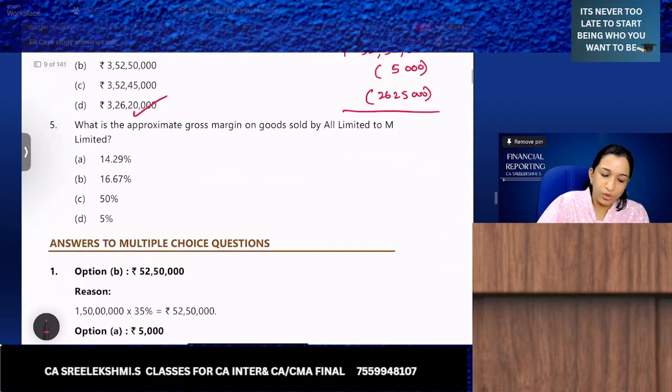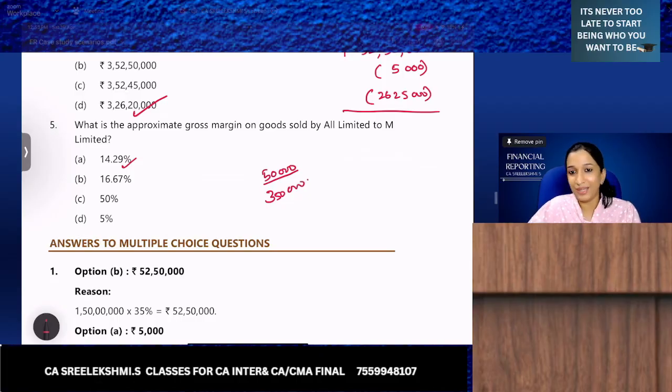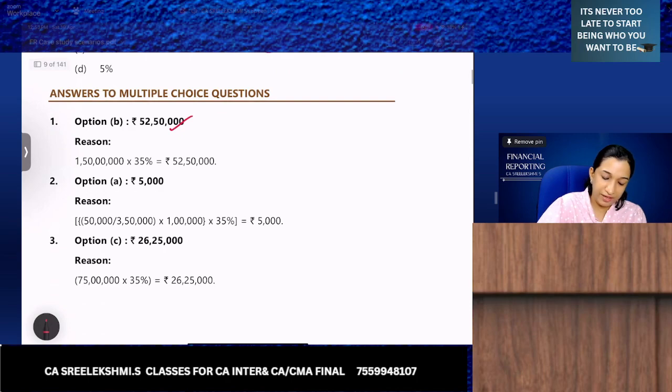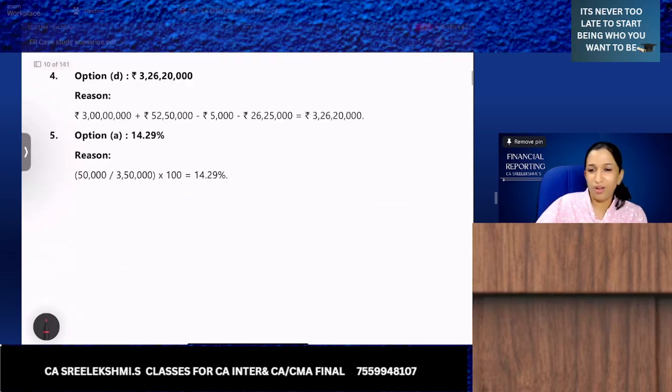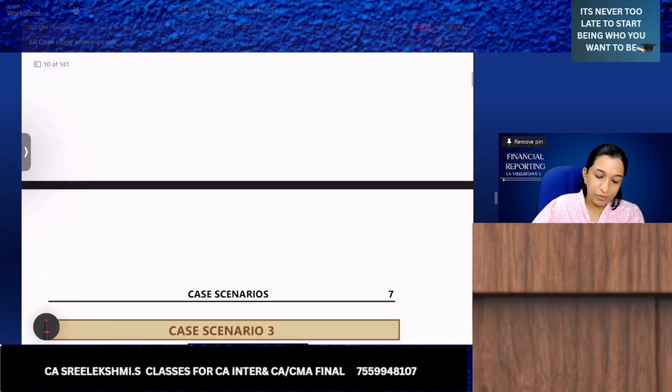What is the appropriate gross margin? 14.29%. That is 50,000 divided by 3 lakh 50,000. Okay. Yes. So 52 lakh 50,000, 5,000, 26 lakh 25,000. Okay, all correct. Now question number 3.